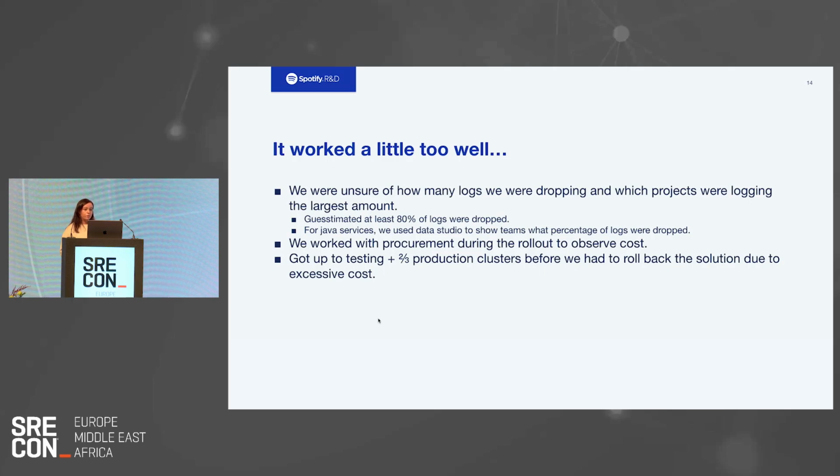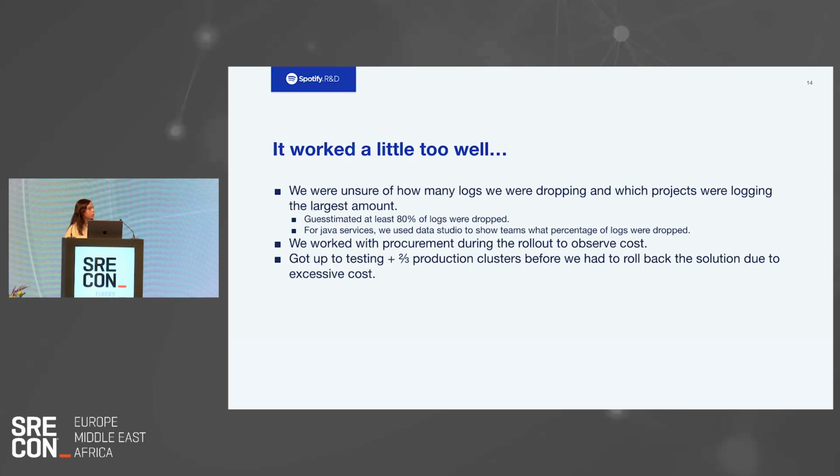So one of the problems we then ran into was this worked a little too well. As I mentioned before, we weren't sure how many logs were being dropped to begin with, and which projects were logging the largest amount, depending on which node you were on. Like I said before, some people were affected much more than others because they were next to the really noisy projects. So we were guessing it was at least 80% of logs were being dropped at the time.